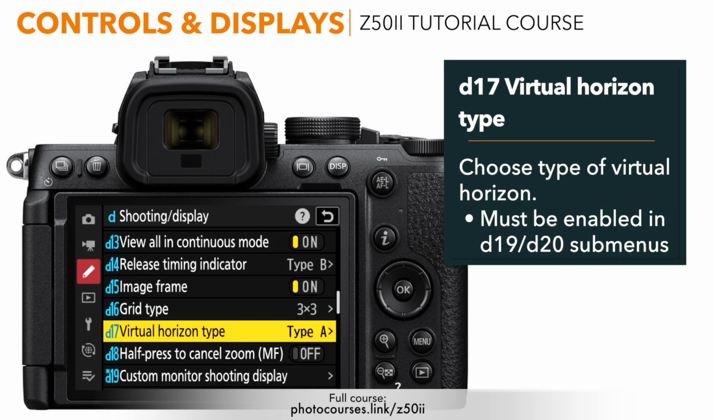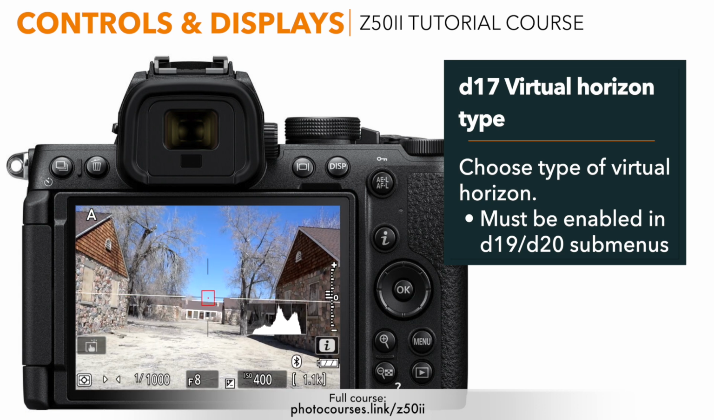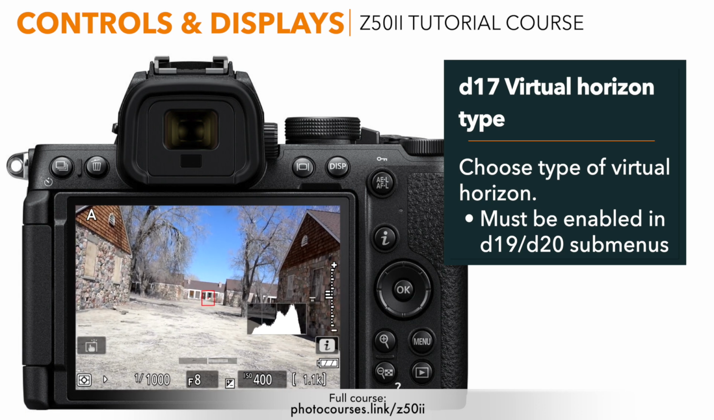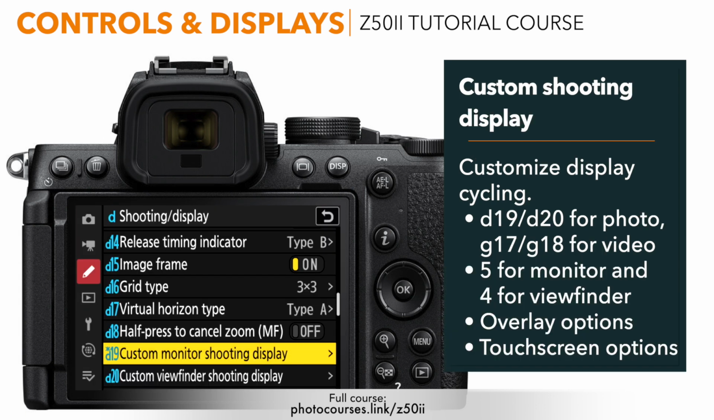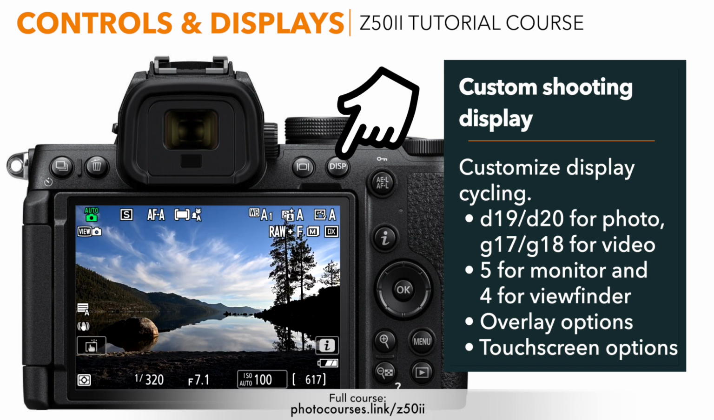D17 virtual horizon type. Like grid type, this is where you'll choose the type of virtual horizon if it's enabled for your displays. Type A will show the levels in the center of the screen, and Type B will move them off to the side and the bottom. You can customize your displays for photo mode in D19 and D20, and for video mode in G17 and G18. Whatever you have set here, this is what's going to happen when you press the display button when either looking at the monitor or looking through the viewfinder.